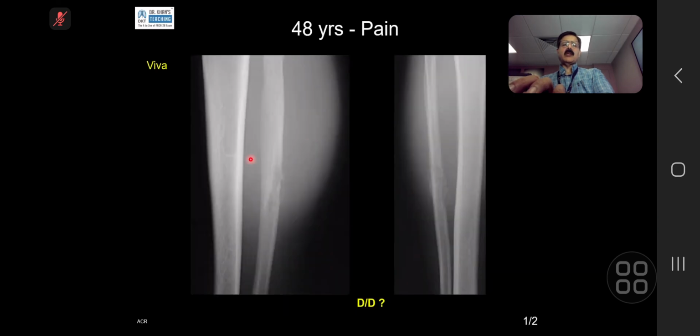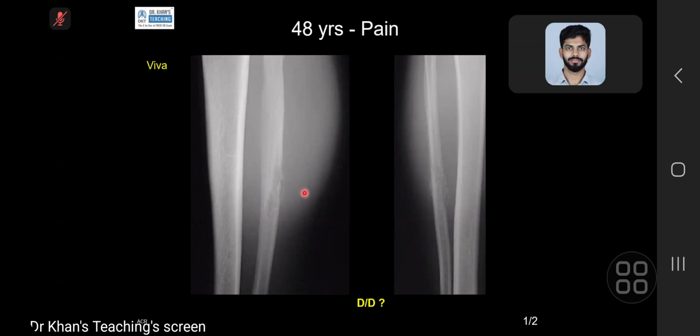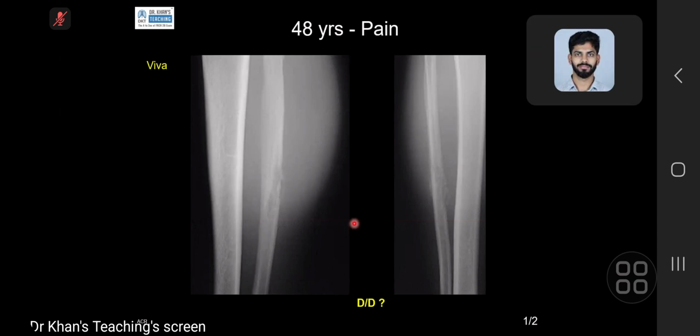Okay, candidate, this is candidate 3. So aggressive or non-aggressive lesion, what do you think? Aggressive lesion. Describe it for me, please. Ill-defined lytic lesion involving the mid shaft of the fibula with a wide zone of transition and adjacent interrupted periosteal reaction in the lateral aspect and also in the medial aspect.